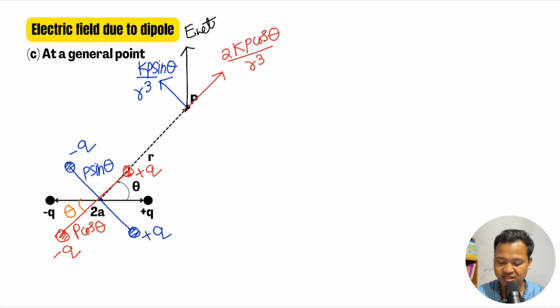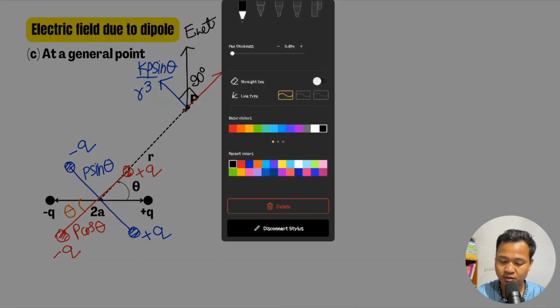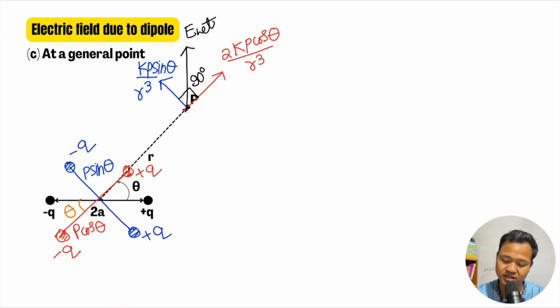The angle here is 90 degrees, so they are perpendicular. By the vector addition formula, the magnitude is root over a square plus b square plus 2ab cos theta. Since 2ab cos 90 is 0, here you have only a square plus b square.